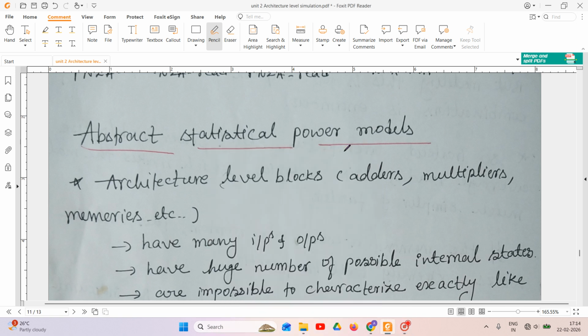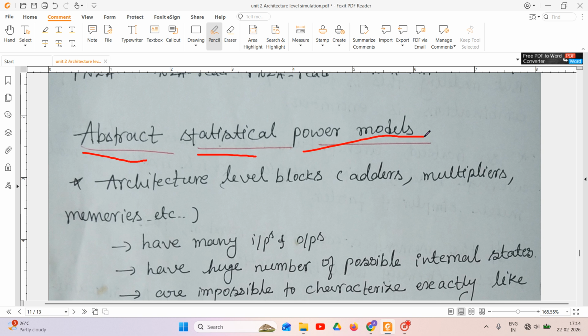Hello students, in this video we are going to discuss the last power model in the architecture level, abstract statistical power models. As we know, in the architecture level we have different types of blocks such as adders, multipliers, memory, shift registers and so on, right? Each block has inputs and outputs. The number of inputs and outputs depends upon the bit length.